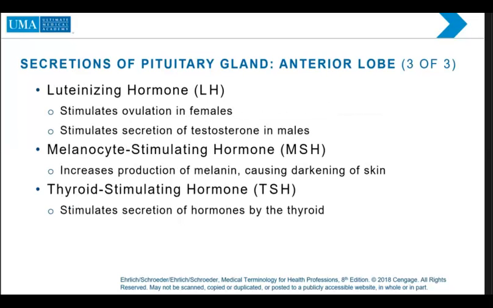Next, we have 3 other hormones. The luteinizing hormone. This stimulates ovulation in females and stimulates secretion of testosterone in males. And then you have your melanocyte stimulating hormone. This increases production of melanin, causing darkening in the skin. And then you have your thyroid stimulating hormone. This stimulates secretion of hormones by the thyroid.